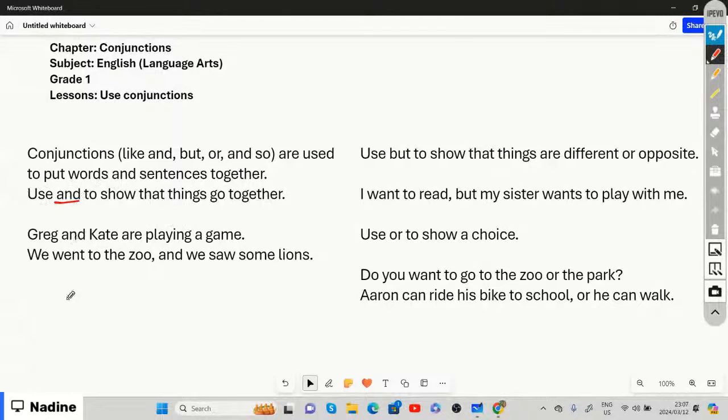we use and to show that things go together, right? So we use and to show that things go together. And if we look at an example of the conjunction and, then it is Greg and Kate. So this is us putting words together. It's like Greg and Kate, putting and together, right? Because remember we said that conjunctions can either put words together or put sentences together.